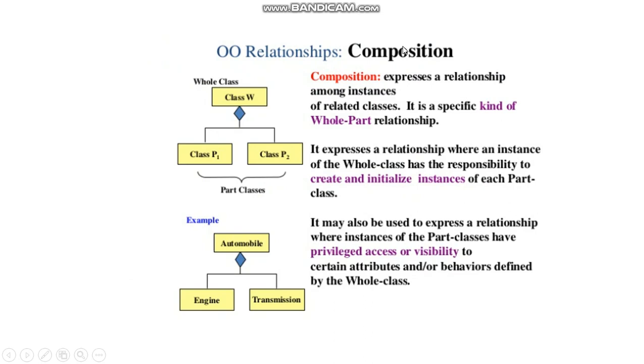And the next relationship is composition. We can say that this is a kind of whole-part relationship. This is a whole class, and these are all the part classes. That is, an automobile can have a part engine, can have transmission tools. So these are all a part of this particular class. So we can say that this is a whole-part relationship. This whole-part relationship can be called a composition. This whole class has the responsibility to create and initialize the instances of the part class.